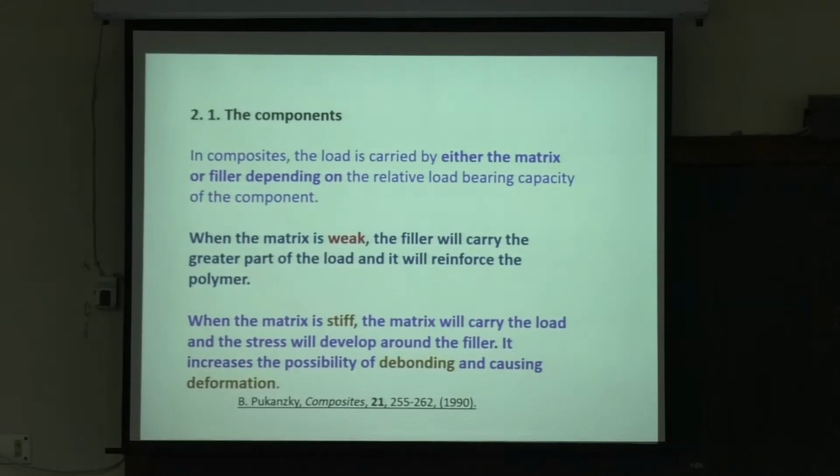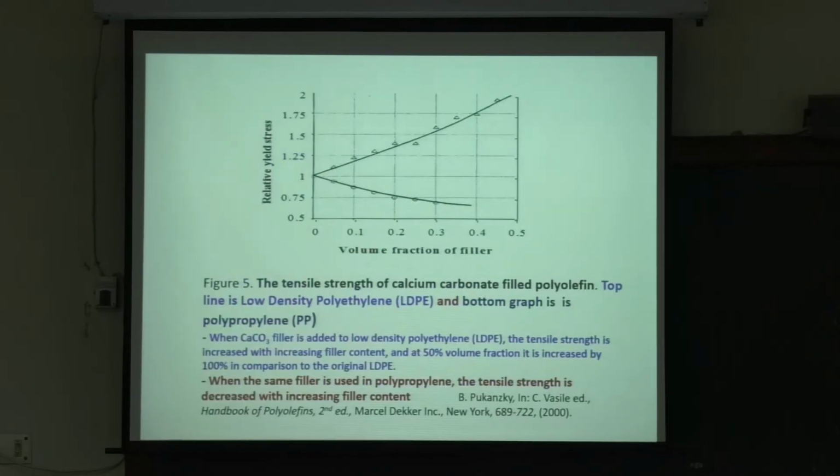Aluminium, magnesium. Magnesium is not as stiff, but still, a lot of these satellite structures in India use magnesium-based alloys because magnesium has low density, 1.7 grams per cubic centimetre compared to aluminium, which has 2.7. So if you're using magnesium, the weight of the satellite becomes about 2/3 of the other one, okay? And that burns less fuel. So when the matrix is stiff, the matrix will carry the load and the stress will develop around the filler. It increases the possibility of debonding and causing deformation if the matrix is stiff. So that is one disadvantage, all right?